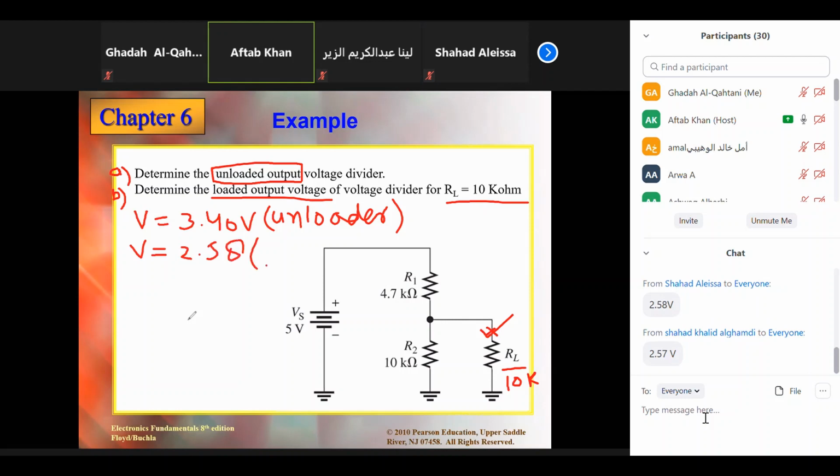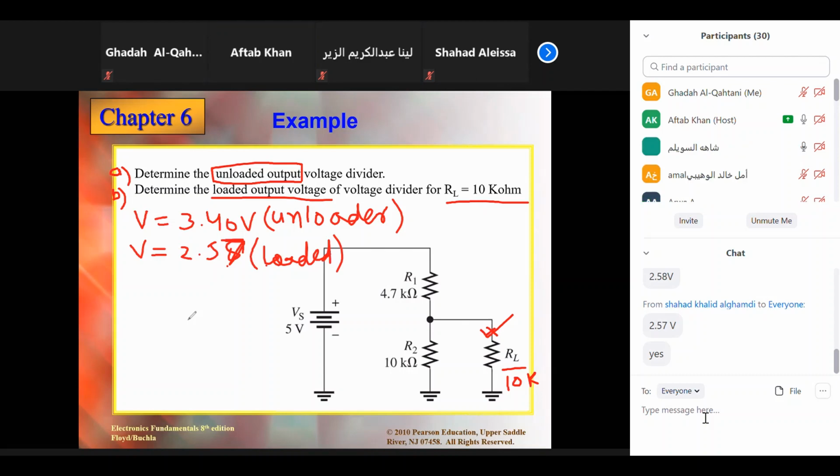It is 2.57, okay, 57 or 58, almost the same. This is the loaded voltage. Can you see the difference between the voltages now? The loaded voltage is less than the unloaded. Correct?